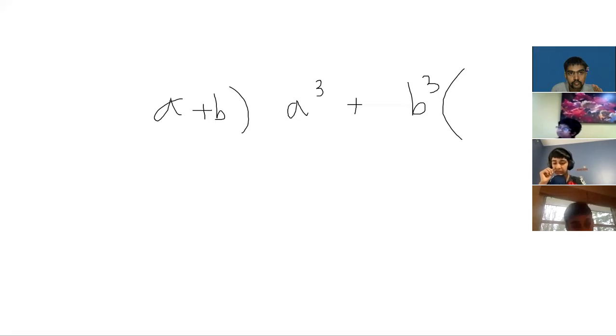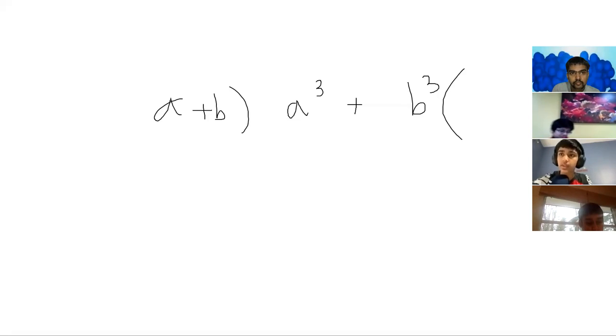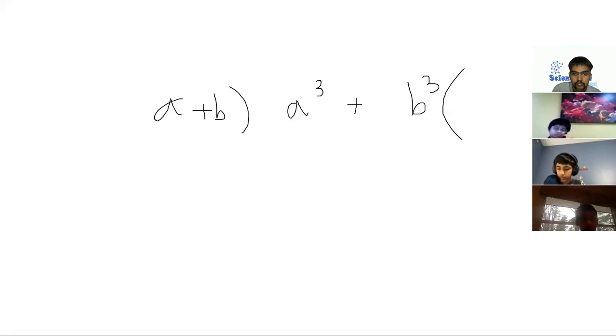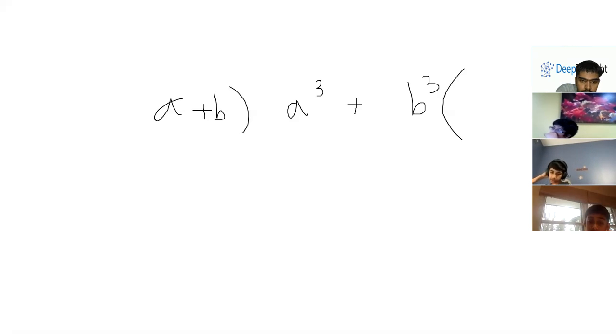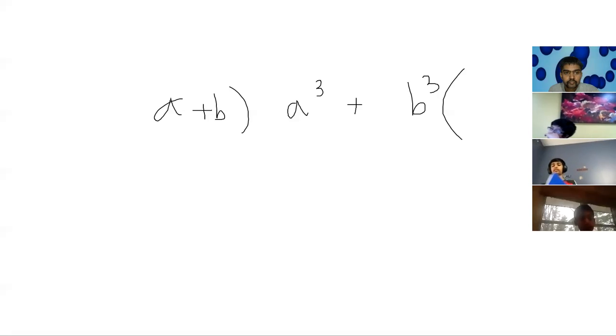Okay, got the answer, but I may be wrong. Yeah, I think I got it too. I just have to do the last one. Multiplied by B squared. Yeah, I got it. I got A squared minus AB plus B squared, in the exact order. I just got A squared plus B squared minus AB.